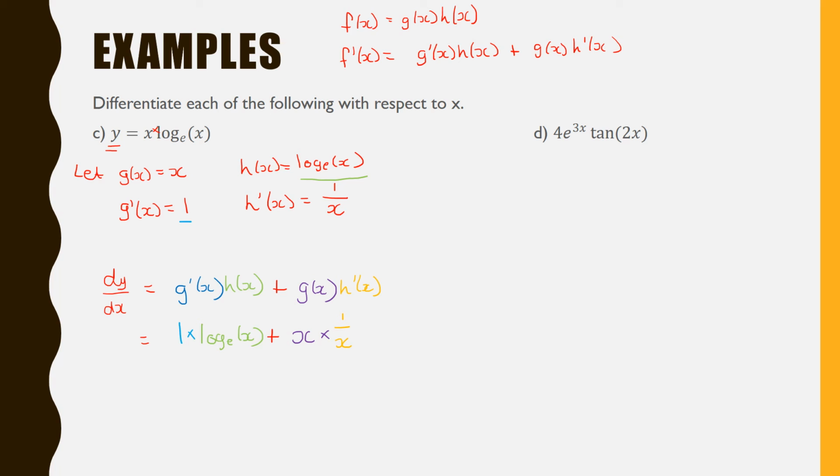We can now simplify. So we multiply 1 times log e of x, which is just log base e of x, plus x times 1 over x, which is 1. And this is as simplified as we can get, and that is our final answer. Once again, there were a lot of ways of thinking about it. You could have instead used the formula on the formula sheet, which would have given you the same answer, or you could have used the shortcut method.